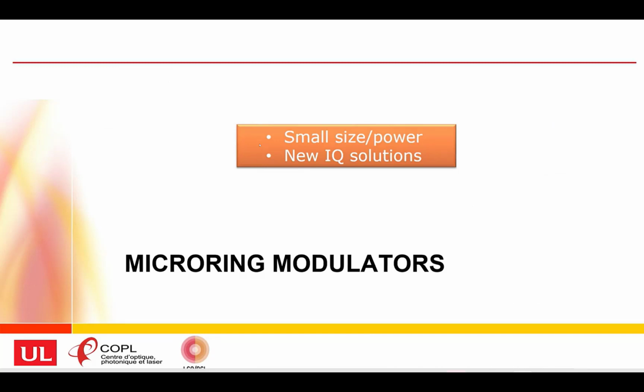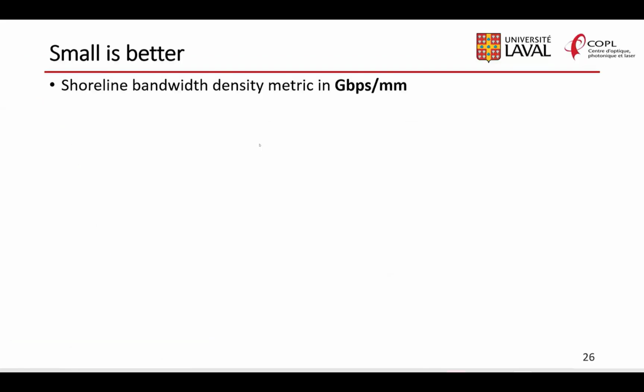So having gone through that example, I'd like to switch gears entirely now and talk to you instead about micro-ring modulators. So why do we go to micro-rings instead of Mach-Zehnders? Well, because smaller is better. And you say, well, how small? How can I quantify the advantage that I get using a micro-ring modulator? So we use a quantity known as the shoreline bandwidth density metric in gigabits per second per millimeter.